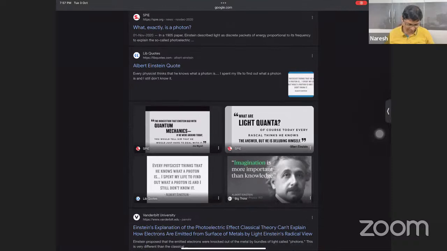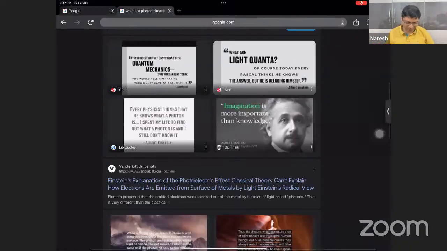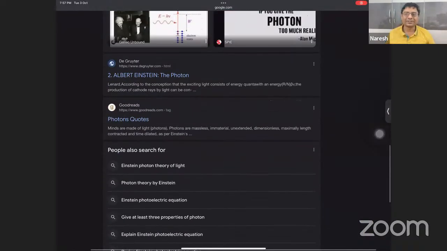Well, this is one form of, I don't know exactly what is the real thing, but every physicist thinks that he knows what a photon is. I spent my life to find out what a photon is, and I still don't know what it is. There's another variant of it: every fool thinks that he understands what a photon is, but half a century of conscious brooding has not given me what a photon is.